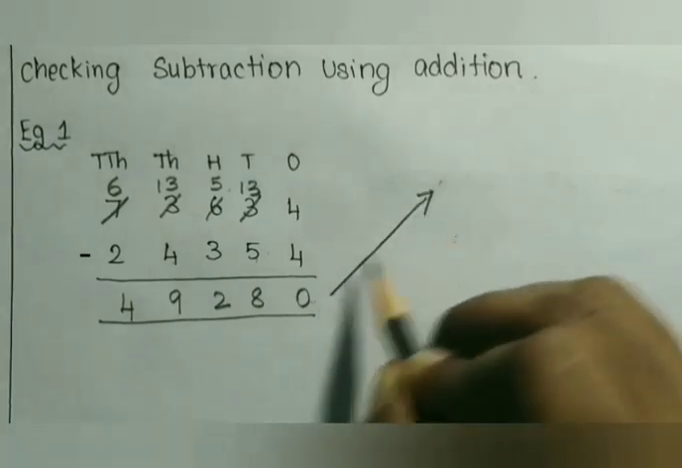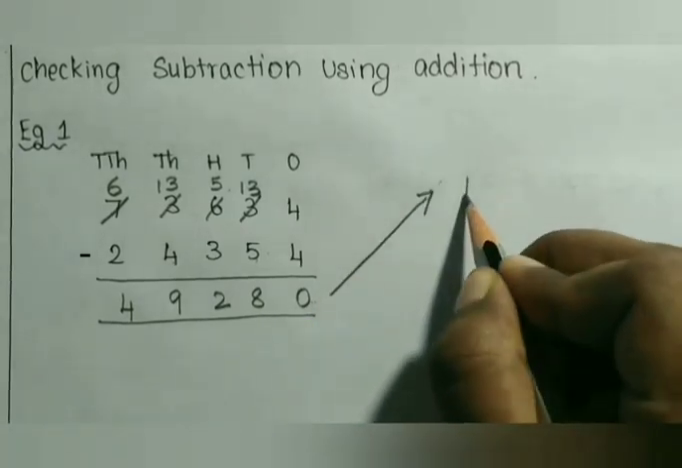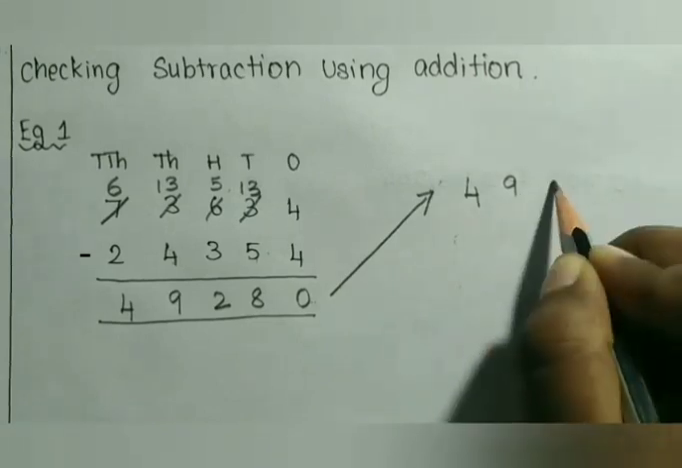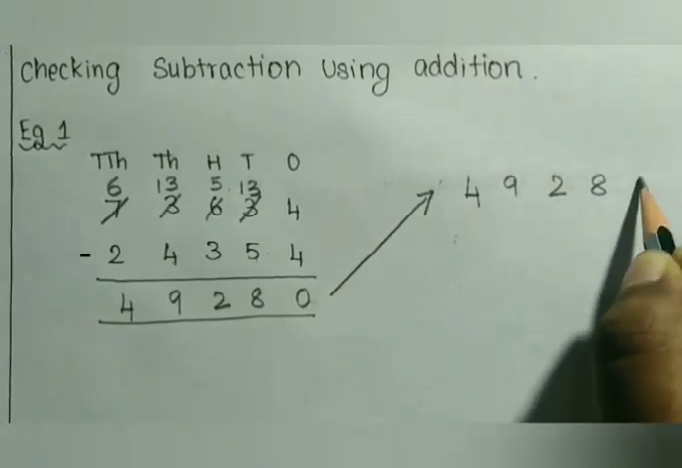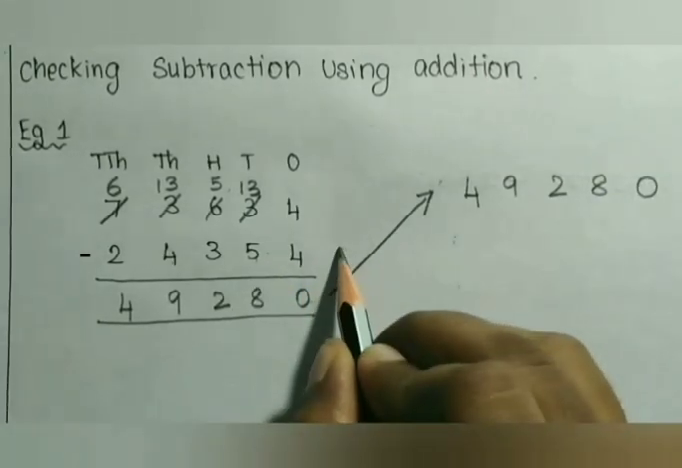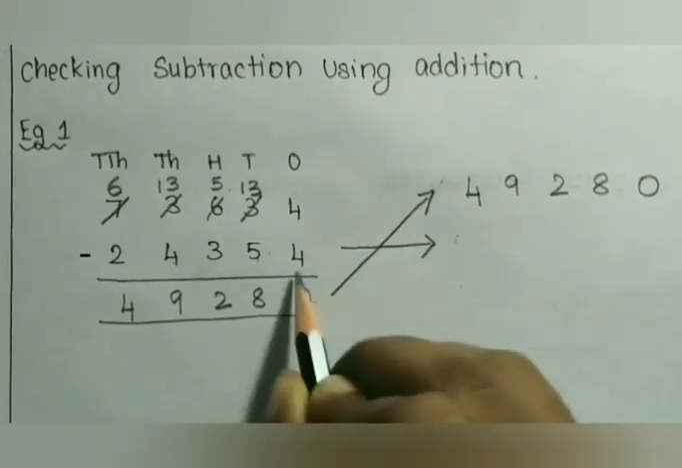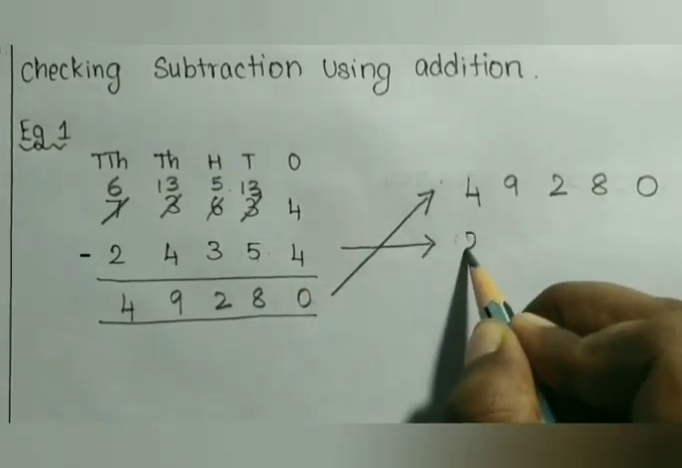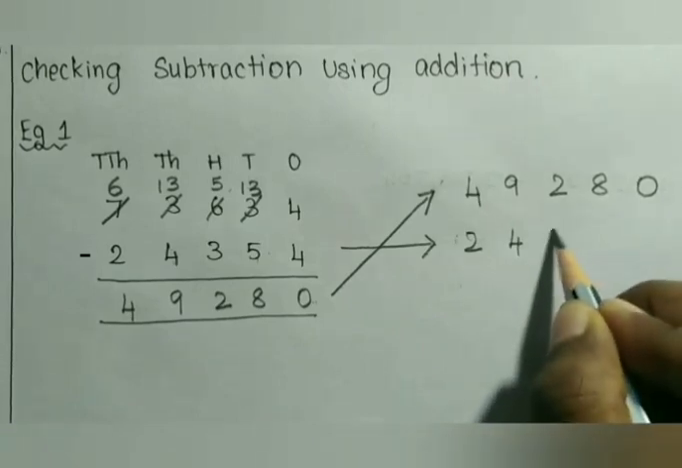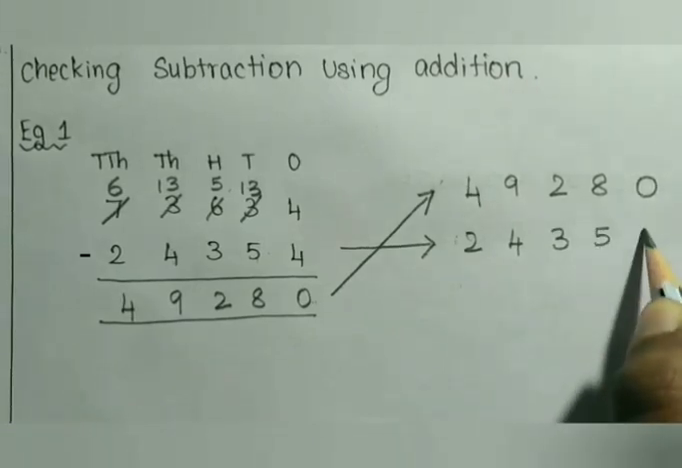So the difference will be written first. 4, 9, 2, 8, 0. And the subtrahend comes next. 2, 4, 3, 5, 4.